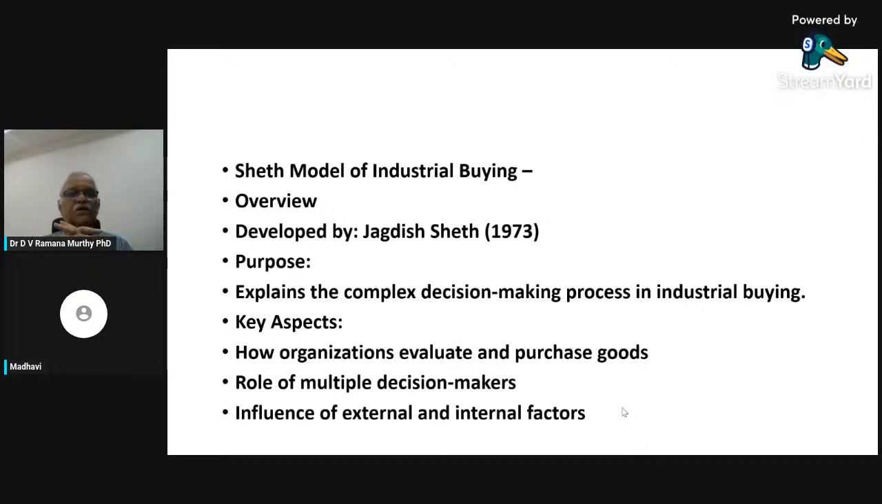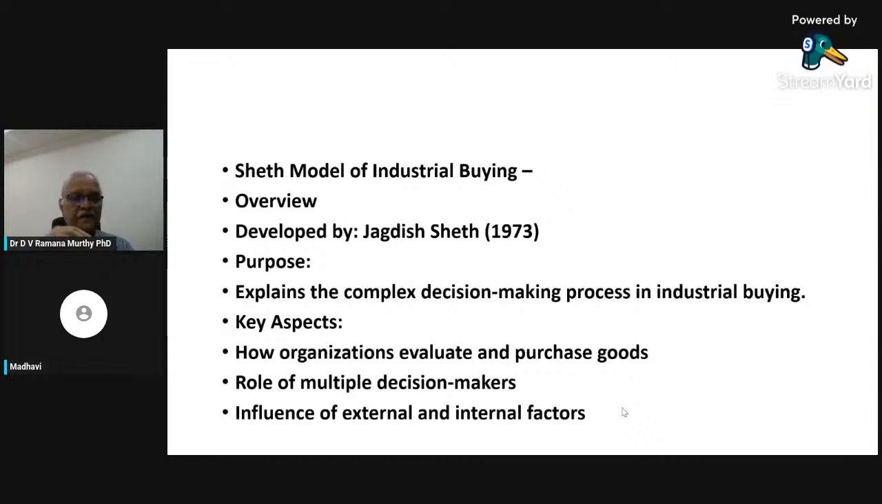What is the Sheth model of industrial buying? How does the entire thing work as per the Sheth model? It was developed by Jagdish Sheth in 1973. The purpose is to explain the complex decision making process in industrial buying. We have already talked about it earlier, how complex it is when you talk about industrial buying processes and steps involved.